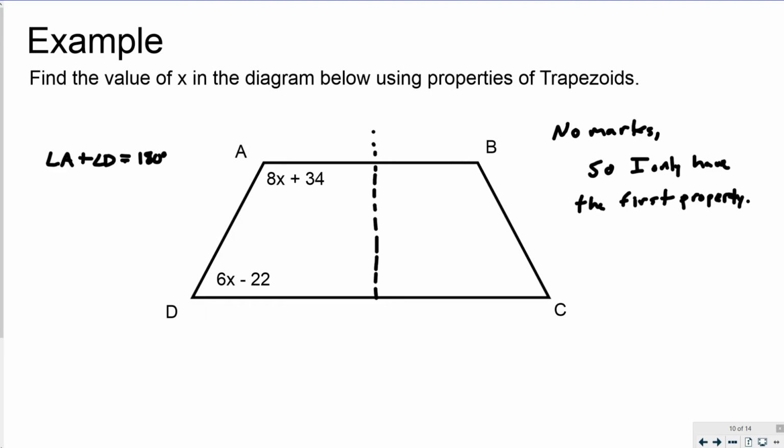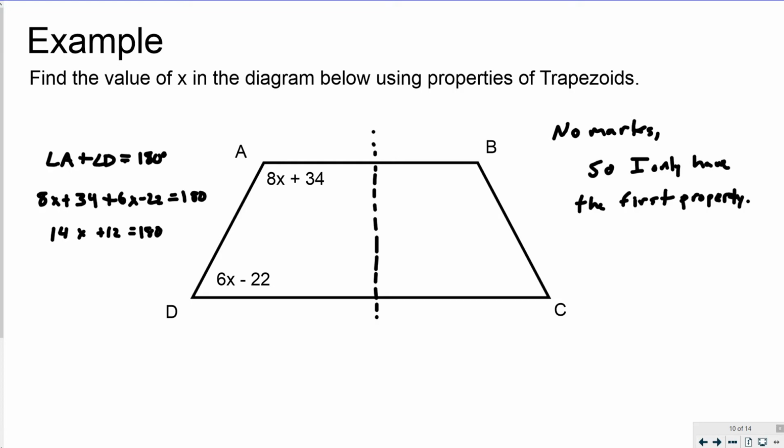So I can draw a little fictional line here. Half of the trapezoid means half of two of the angles out of the 360 have to equal 180 because half of 360 is 180. So A plus D, I can substitute expressions in for those. So 8x plus 34, and then I add 6x minus 22, and that equals 180. I'm going to combine my like terms on the left side to get 14x. And then 34 take away 22 is positive 12, is 180.